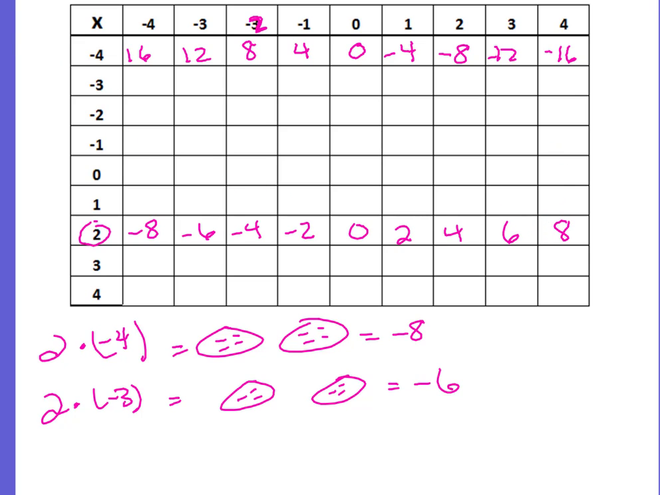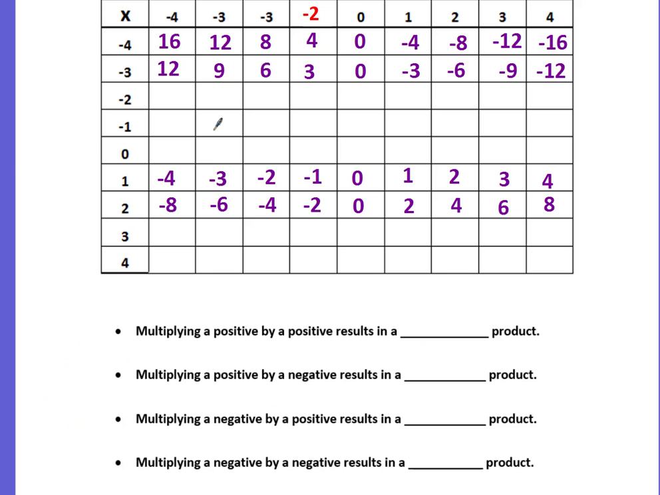So you should have completed this whole table. But let's look at the numbers that we have. I've only completed a couple of rows. This is enough for us to go through and answer the questions that were at the bottom. Multiplying a positive by a positive, does that result in a positive or a negative product? Well, you can take a look at a couple of examples.